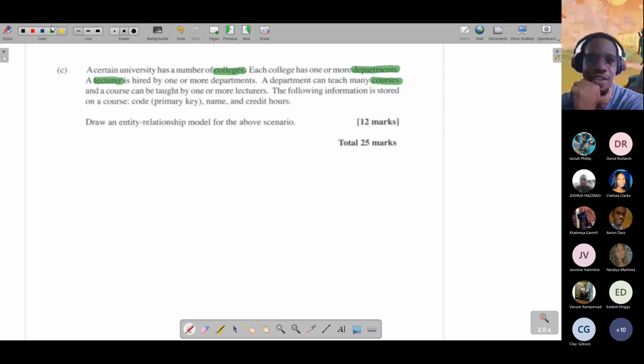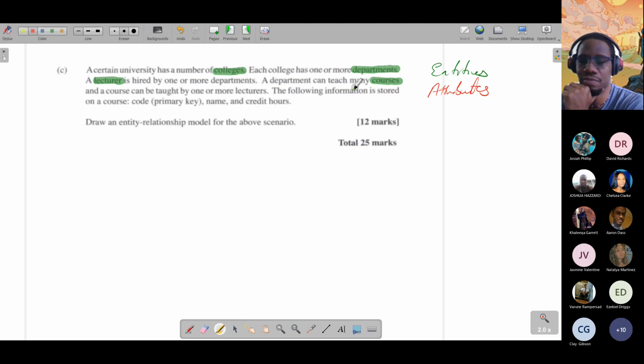So our entities are in green. Our attributes we can put in red. What attributes were identified in this description here? Attributes are information about an entity. So where did we get information about any specific entity?